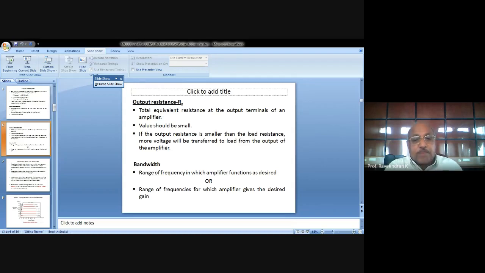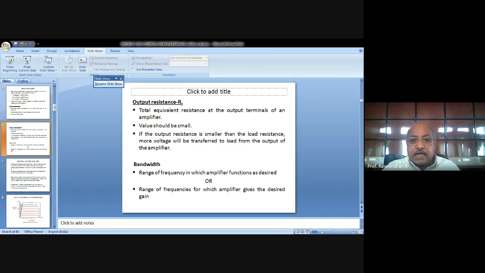Sometimes it is called self bias. In this biasing network, an additional resistance R2 is connected between base and ground as shown in the figure. So this is the biasing network, this is the transistor, and this is the resistance RC, the resistance connected at the output side, that is the collector side of the transistor.